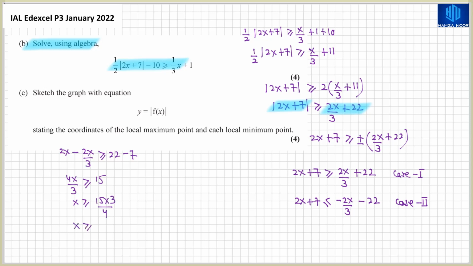So x is greater than or equals to 45 over 4. And then we have another case. This was case number 1. All right. And now we have case number 2.